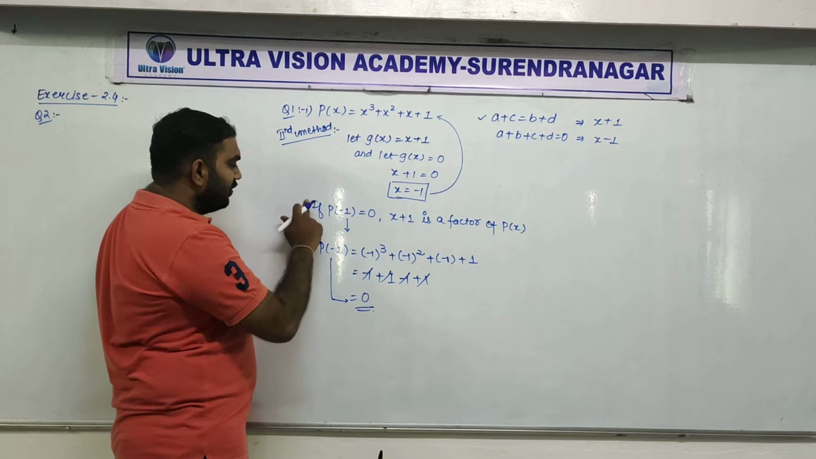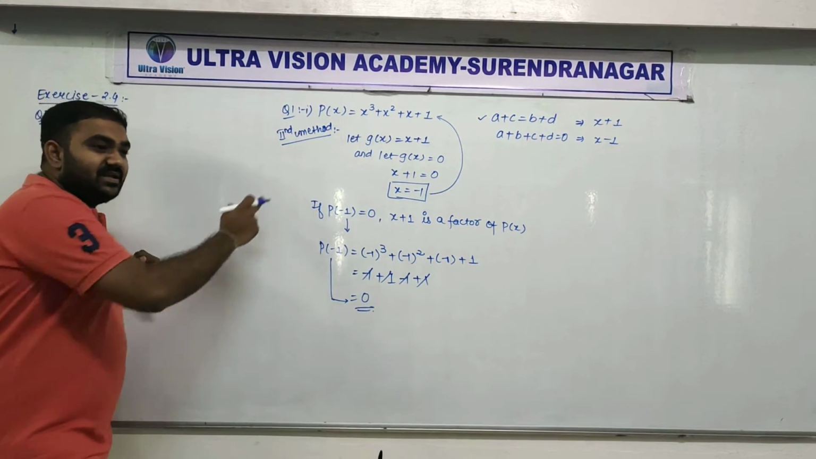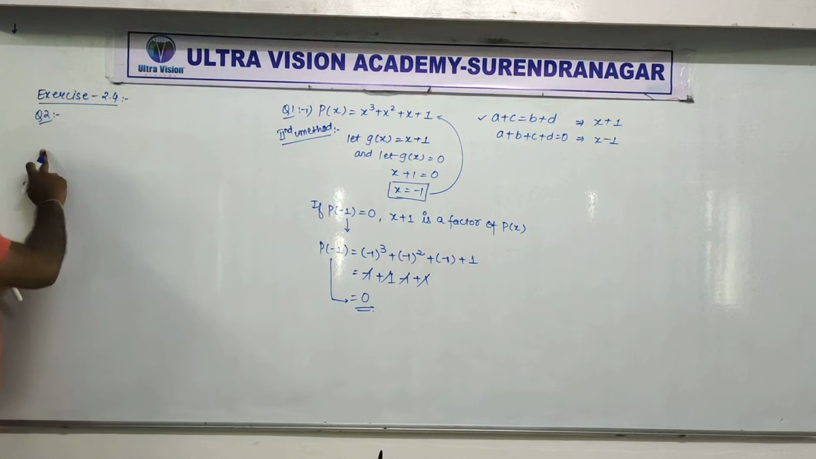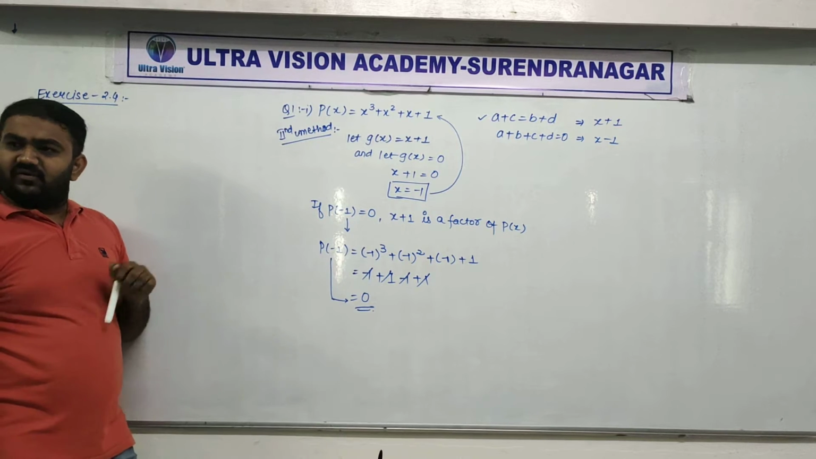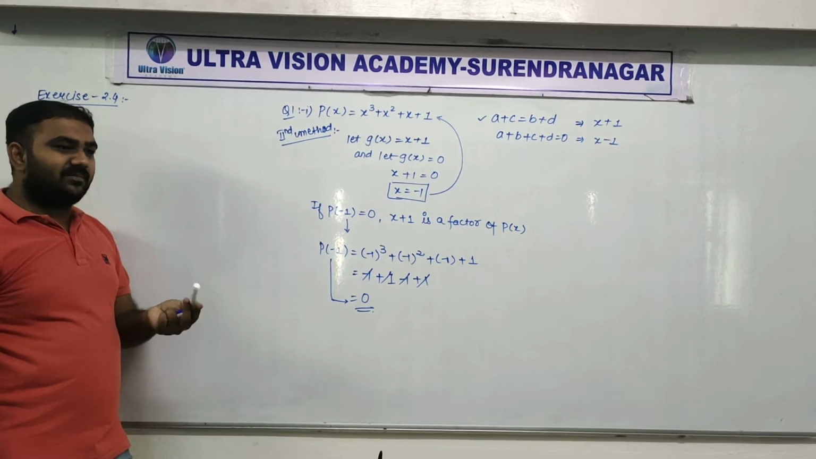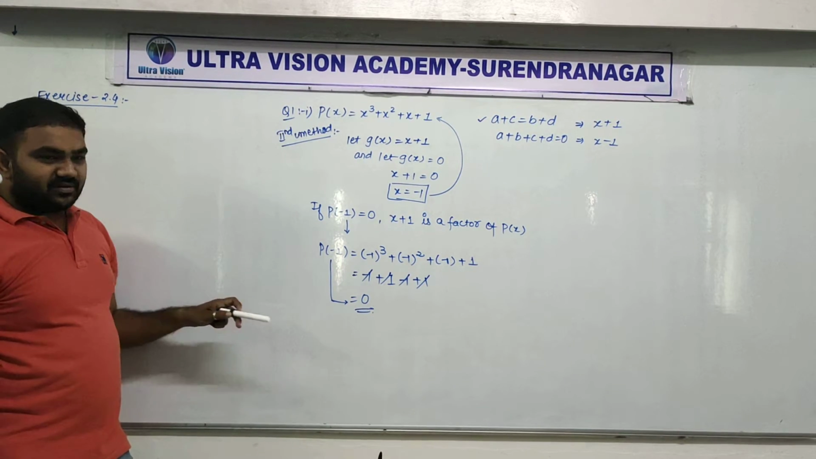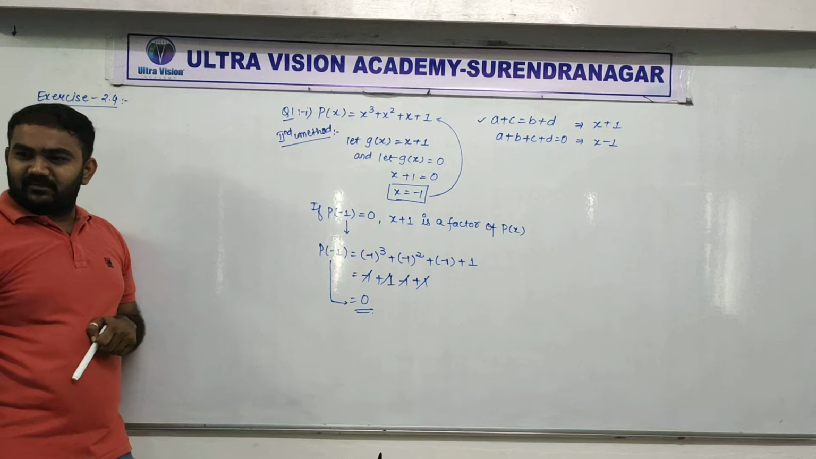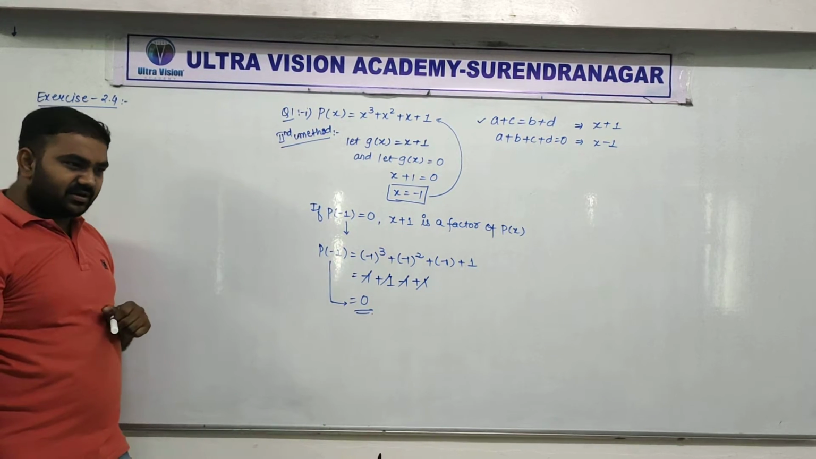This is how you can find out whether x plus 1 is a factor of p of x or not. This second method we are going to solve here in question number 2. Now we will use the second method. The first method was easy for us to solve: find a, b, c, d; if a plus c equals b plus d, then yes, x plus 1 is a factor. I solved this second method for one sum, and now you can solve the rest in the same way.